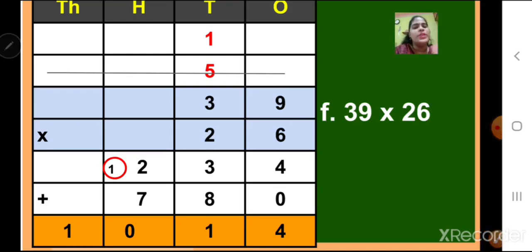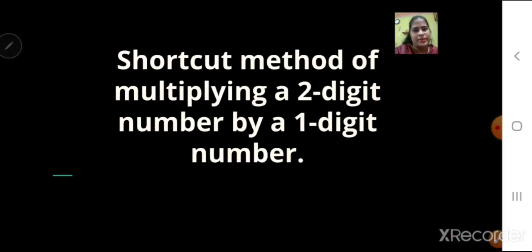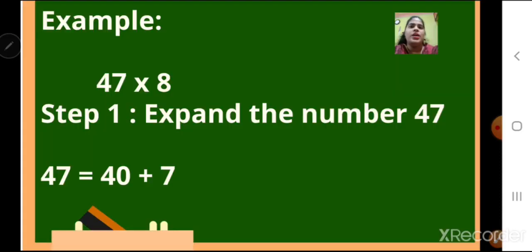Children, after this we are going to understand a new method, which is shortcut method. Okay. Now shortcut method of multiplying a 2-digit number by a 1-digit number. Let us understand what it is all about. Now look at this example. 47 multiplied by 8. Okay. Now we are not going to multiply it directly. There is a new method.